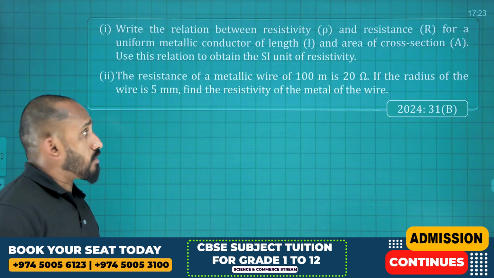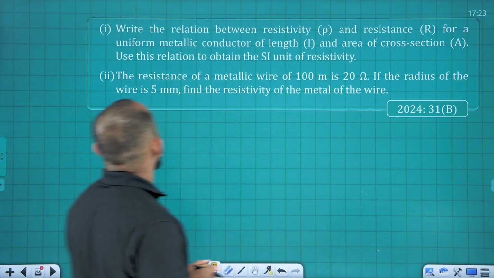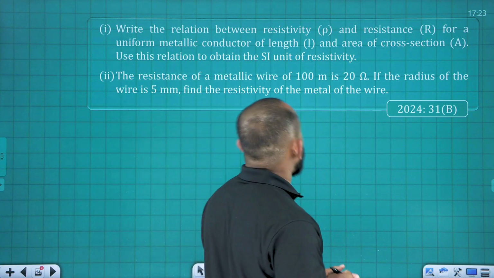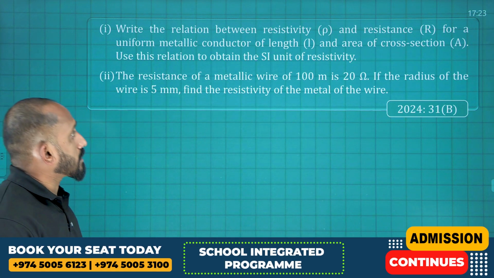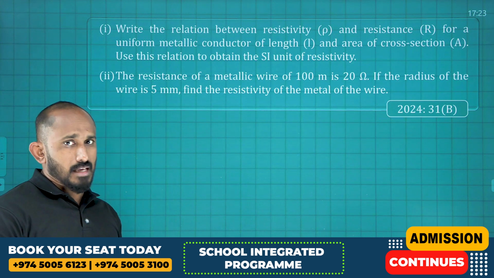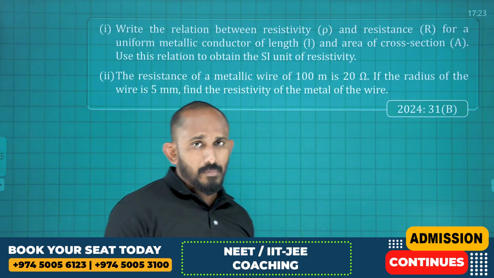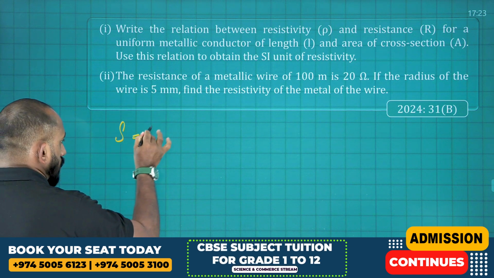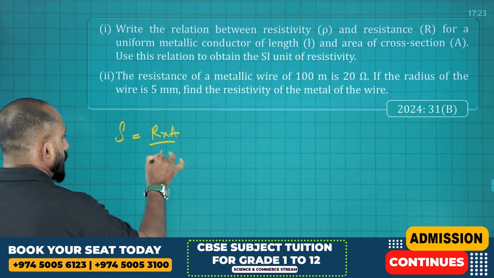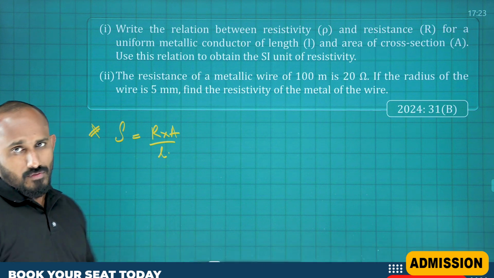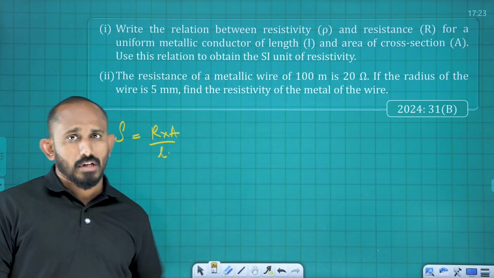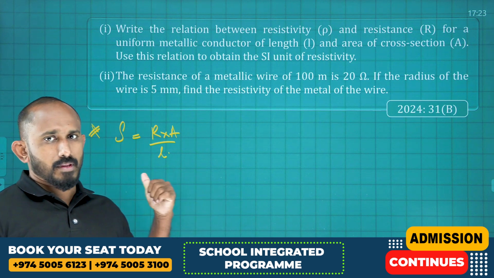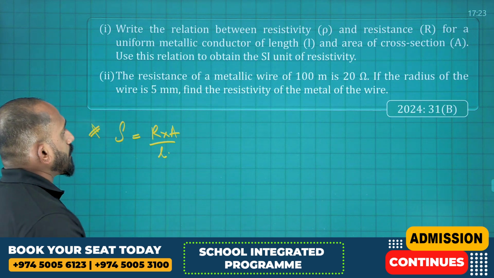Write the relation between resistivity and resistance for a uniform metallic conductor of length L, area of cross-section A. Use these relations to obtain the SI unit of resistivity. We've done the same part already. In another region, this question came, so only that part is repeated. Resistivity rho is equal to R into A divided by length L. That equation we know. Because resistance is directly proportional to length and inversely proportional to area of cross-section. From there, we get that constant of proportionality. You have to find the SI unit there.